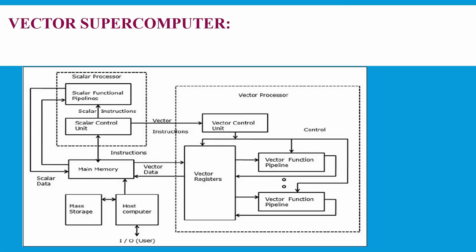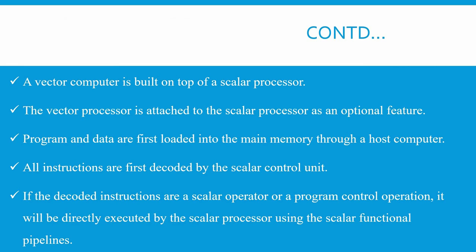After data is fetched from the register or memory, it executes that instruction and after that it sends output to the vector register, or it will be directly stored inside the main memory. This is the process of vector supercomputer. So this slide explains the theoretical process of vector supercomputer.